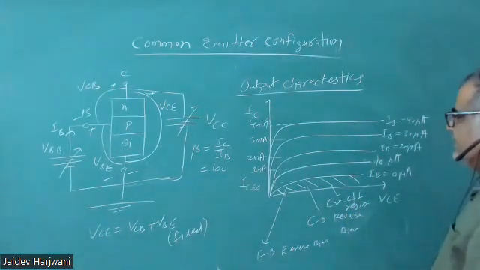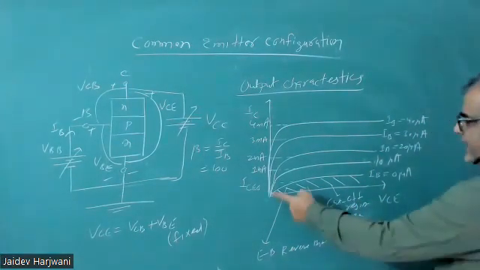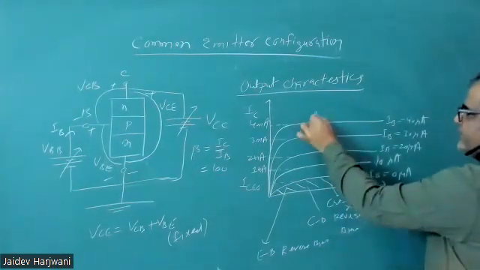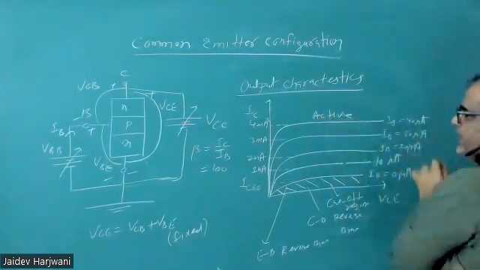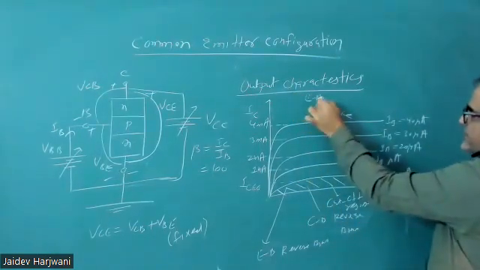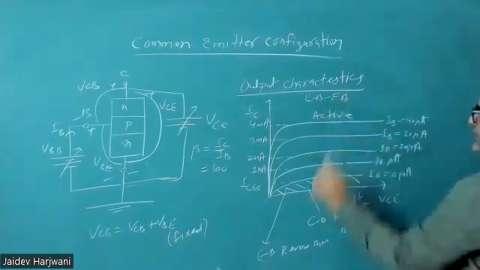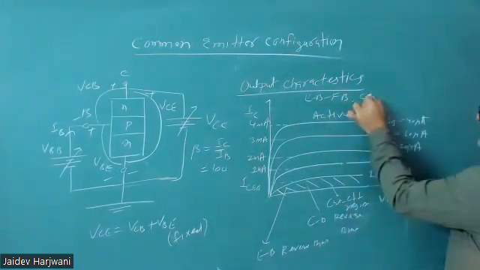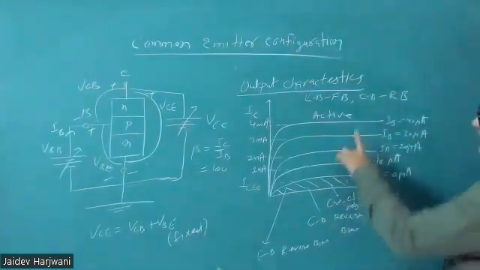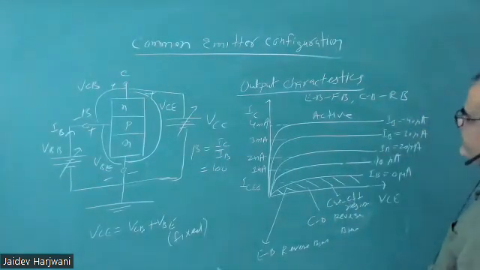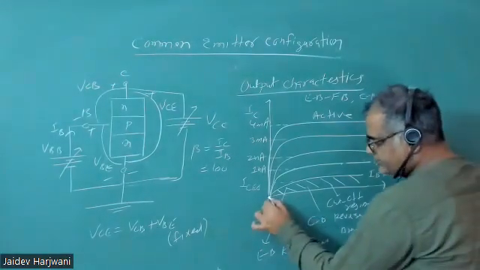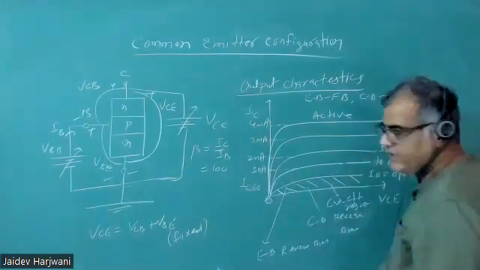Okay, and now you're increasing IB. That means this region is called the active region. Why? Because your input junction, the EB junction, is forward biased, and the CB junction is reverse biased. So this area is your active region. Okay, and very close to 0.